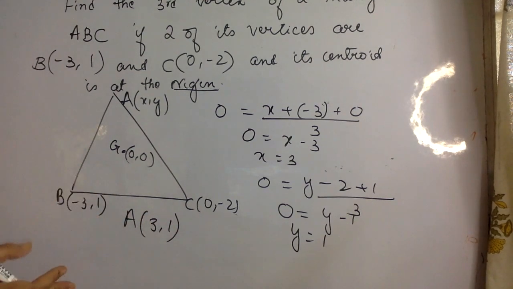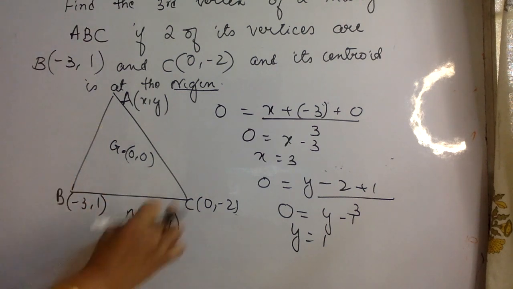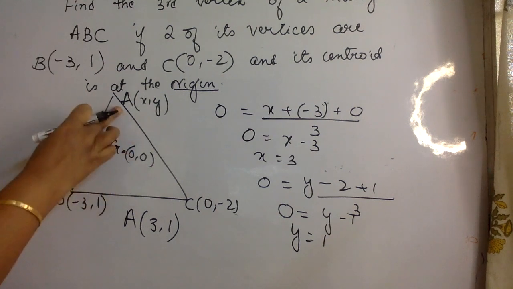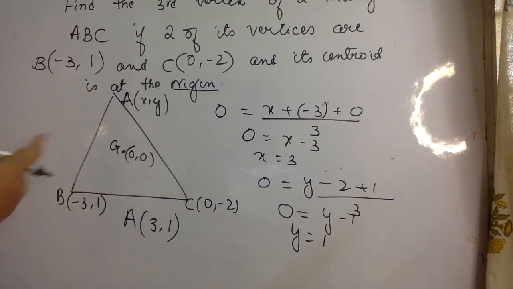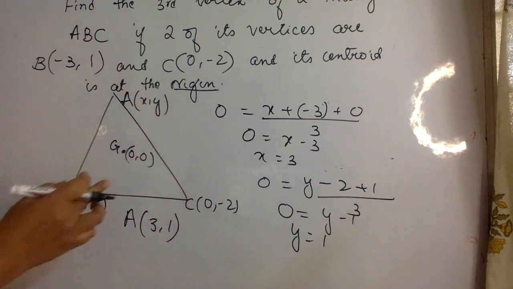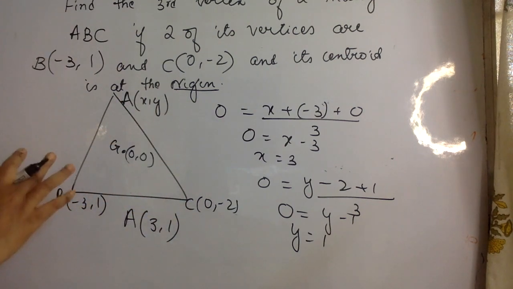So this is one sum where instead of asking for the centroid, they are asking the value of one of the vertices in a roundabout way. Okay, so it's the same thing, it is the same formula, only thing is the unknown has changed. The centroid is given and the unknown has changed.